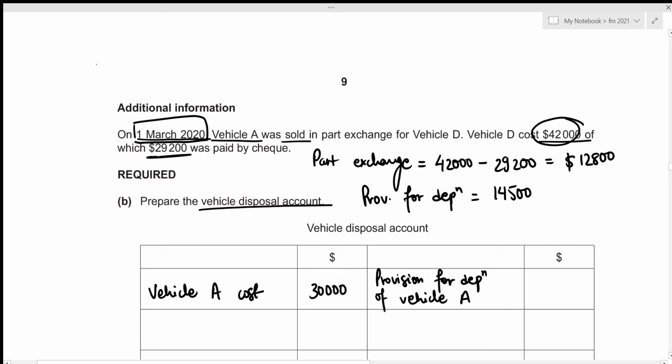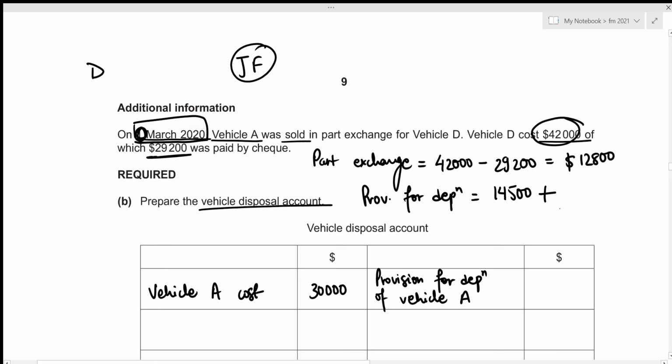And from December to 1st March, the number of months that vehicle A was used would be January, February, and March, it's the first date. So we have not used the vehicle for the entire month of March. So the only number of months in which you used vehicle A before part exchanging it would be January and February, which is 2 months. So we also need to add the 2 months depreciation to our provision for depreciation.